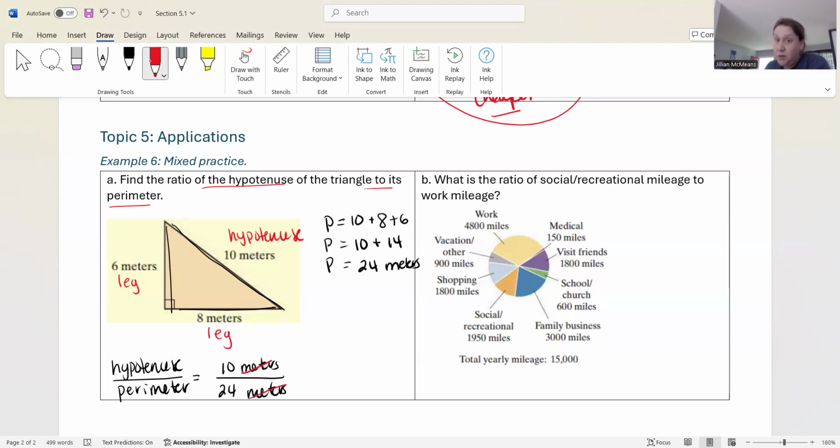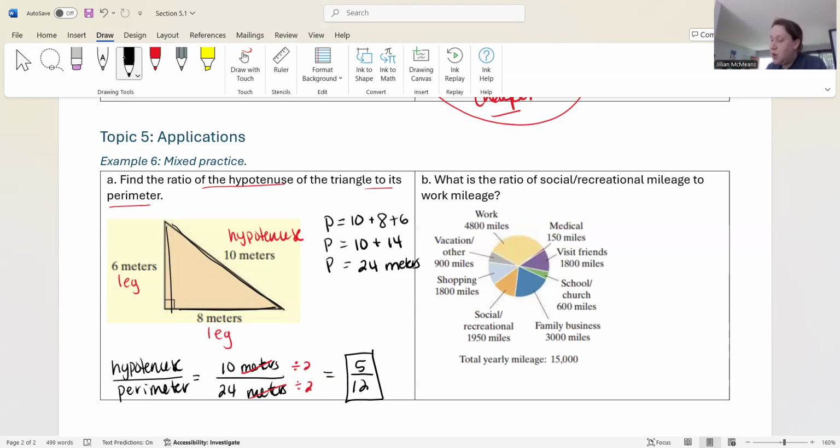And then 10 and 24 are both even, so let's go ahead and divide them by 2, and let's see what we get. So 10 divided by 2 is 5. 24 divided by 2 is 12. So for every 5 meters in the hypotenuse, we have 12 meters in the perimeter. So that's a kind of a classic thing. You'll take these different geometric figures and sometimes compare different sides or compare something like one length to a perimeter. That's not totally unusual.